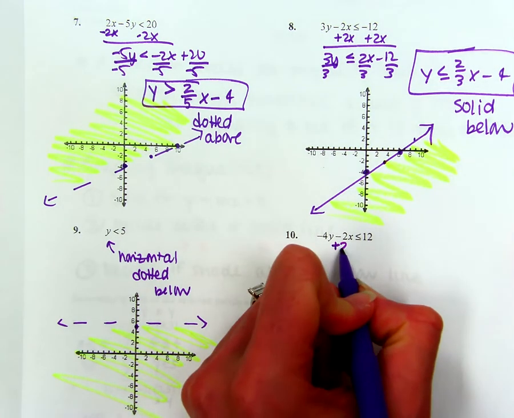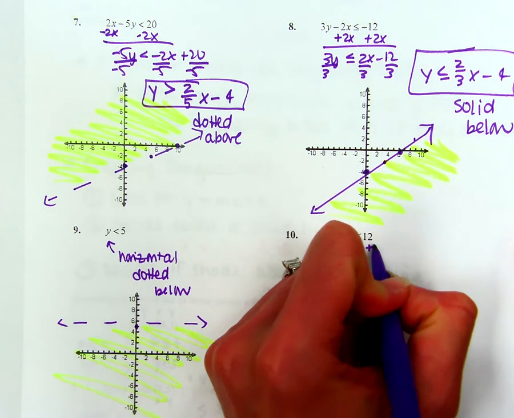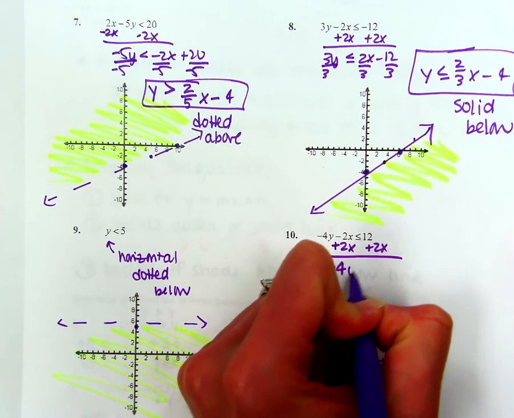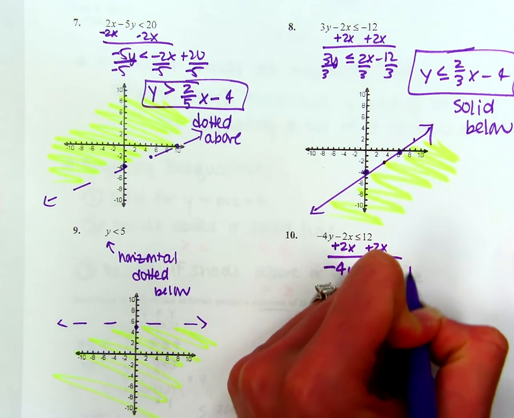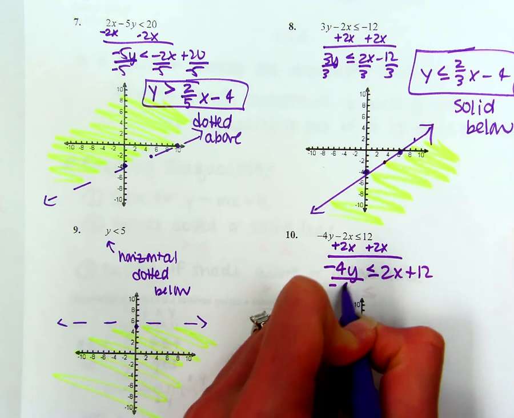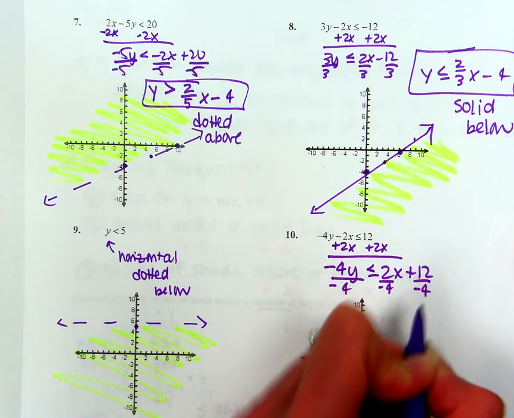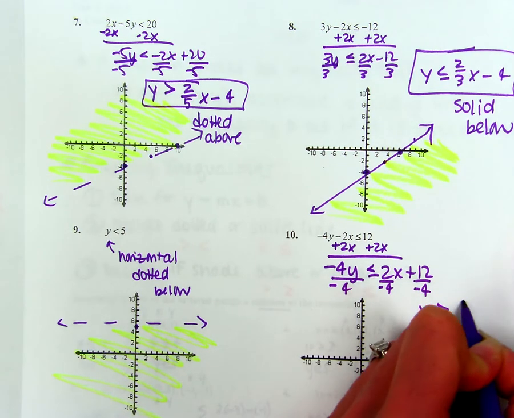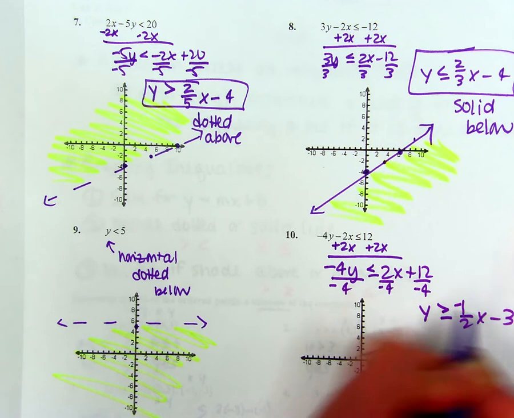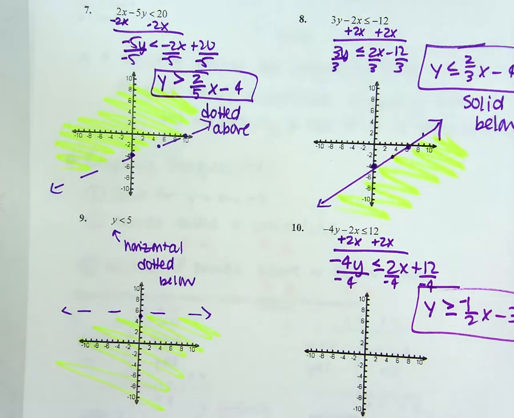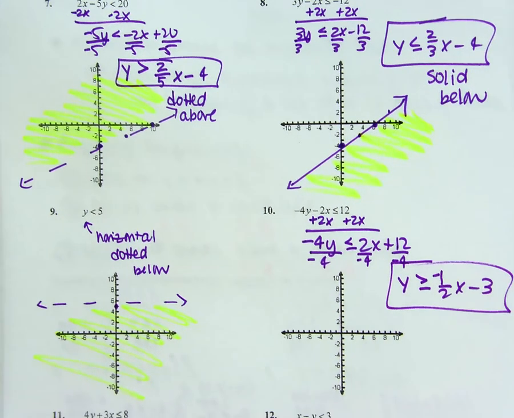A couple more. Sometimes we have to solve for x. So add 2x to both sides. You got -4y is less than or equal to 2x plus 12. Divide everything by -4, and I get y is greater than or equal to -1/2 x minus 3. So notice I flipped my sign because I divided by a negative.